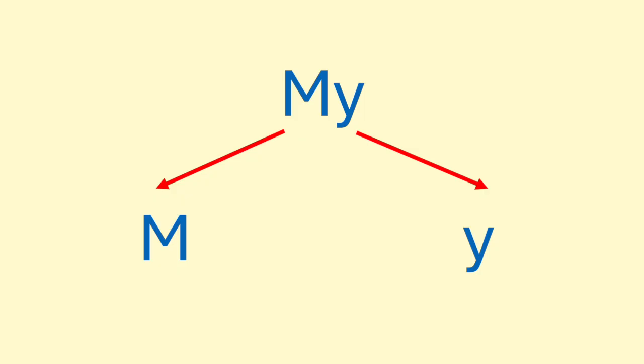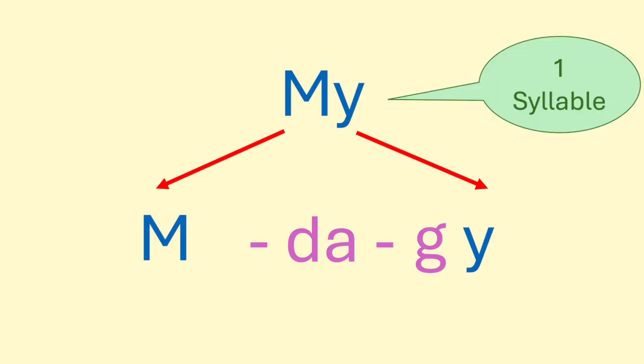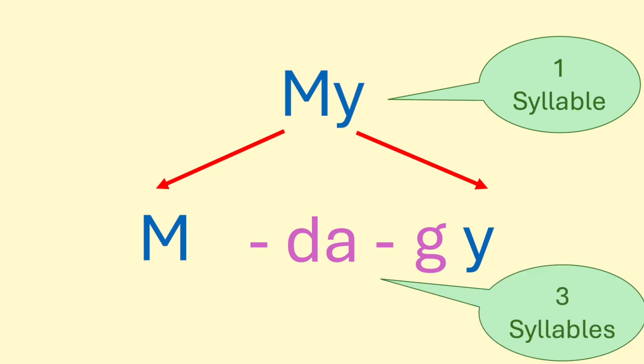So let's try a slightly harder word, my. Me-the-guy. Good, m. So it's split up into m-I, and you're going to add the da and the g. Mudagai. So we've changed 1 syllable, my, into 3 syllables. So it sounds much harder to say. It sounds like a much more complicated language because there are so many syllables. But once you can filter out the da-g, you can understand perfectly.